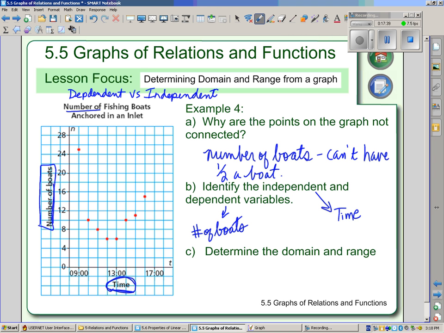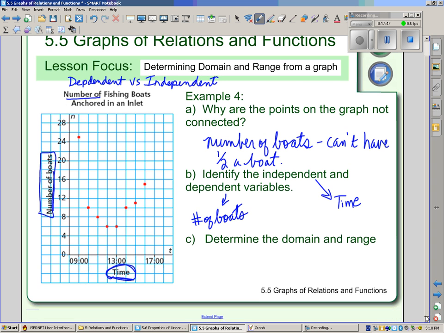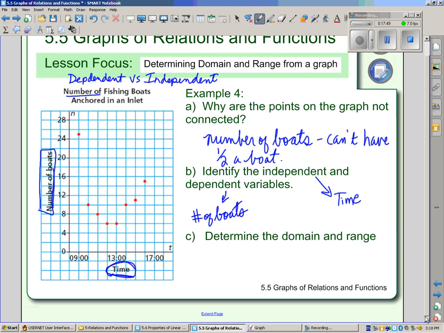And that's in the y part of our graph. Now it's asking to determine our domain and range. We're dealing with a set of data points. When it's discrete, you're going to take your domain and list the set of values. So we've got 9, 10, 11, 12. Yeah, okay, it's every hour.